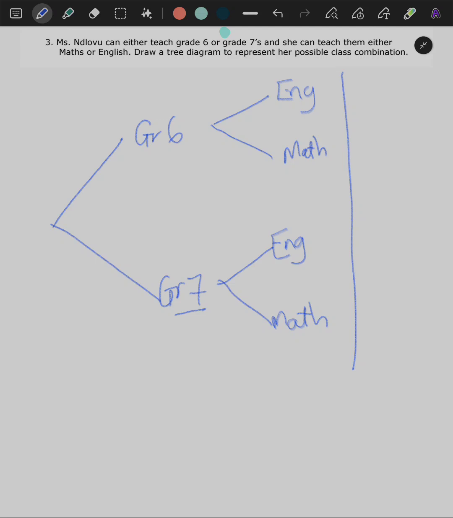Okay, now my outcome column, and this is something I also don't notice people doing. The different outcomes, I shouldn't say options, actually outcomes, must line up with the ends of my tree diagram. So I'm basically lining them up and saying grade 6 English, or grade 6 maths.